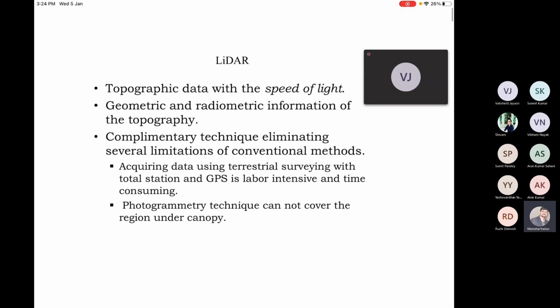As I have discussed about the TS based operation, data acquisition using terrestrial surveying techniques, that is the combination of total station and GPS, is very labor intensive and time consuming. Like in the previous case I discussed with you, 5,000 points are there to represent a tree. So you need to perform the operation 5,000 times.